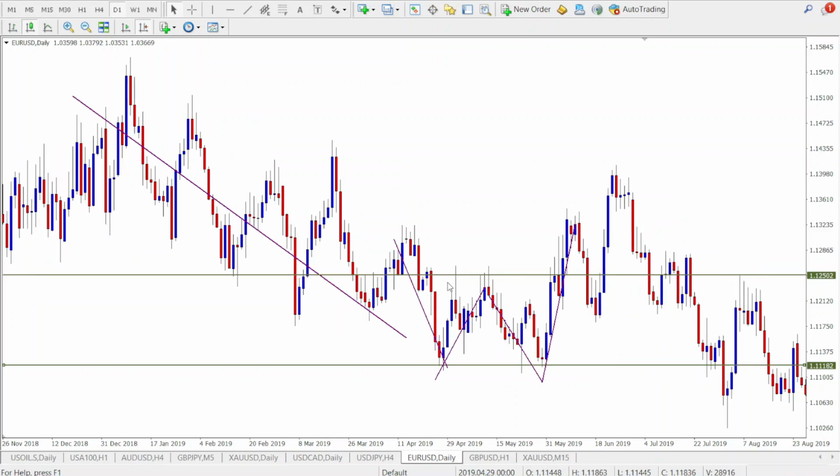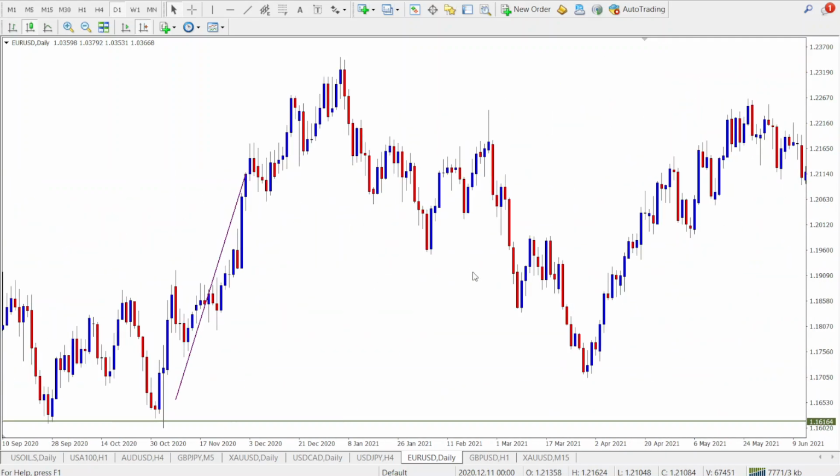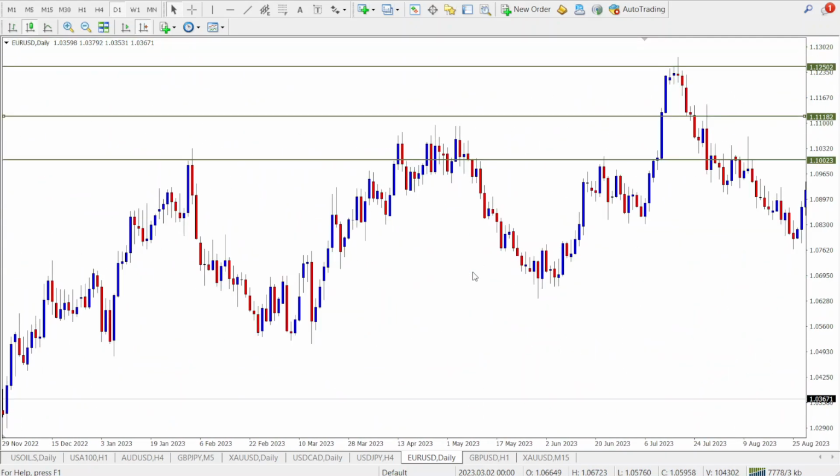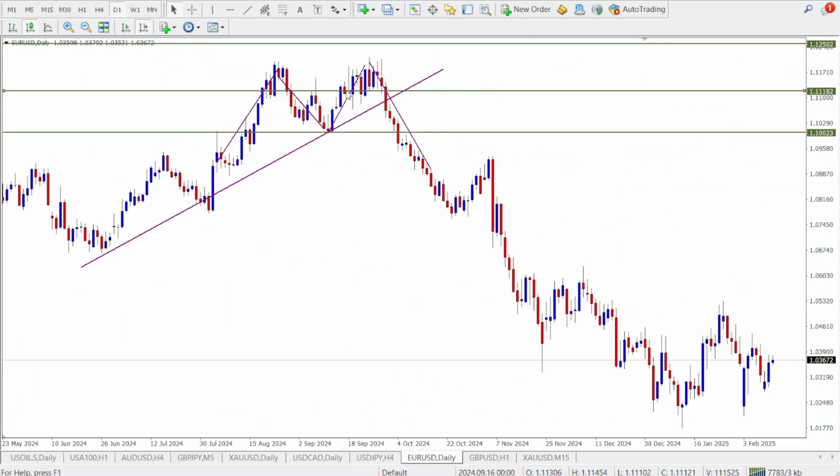All right. Now, as for a double top trading strategy, you wait for price to form the second peak. Then you identify the neckline, which is the lowest point between the two peaks. This is the lowest point, right? Then you enter a sell trade once the price breaks below the neckline with strong momentum.